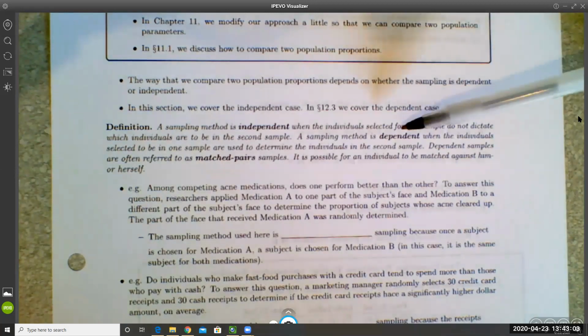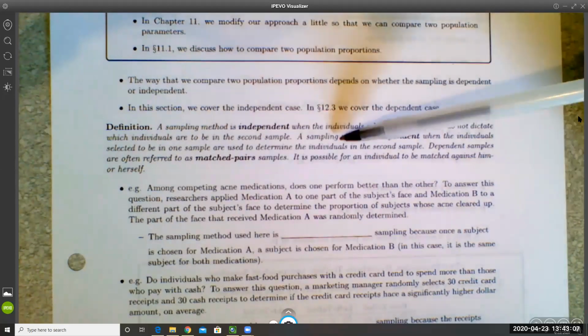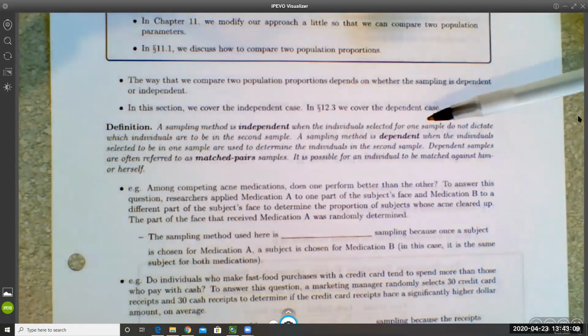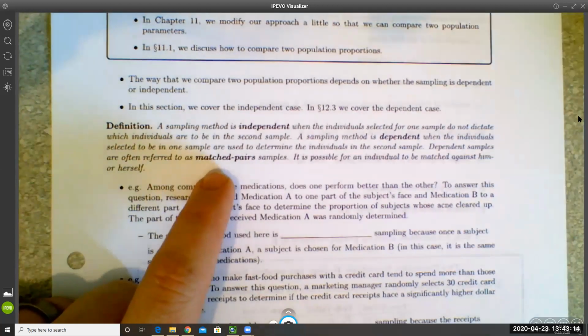The sampling method is dependent when the individuals selected to be in one sample are used to determine the individuals in the second sample. Dependent samples, for that reason, are sometimes referred to as matched pairs samples. Okay?